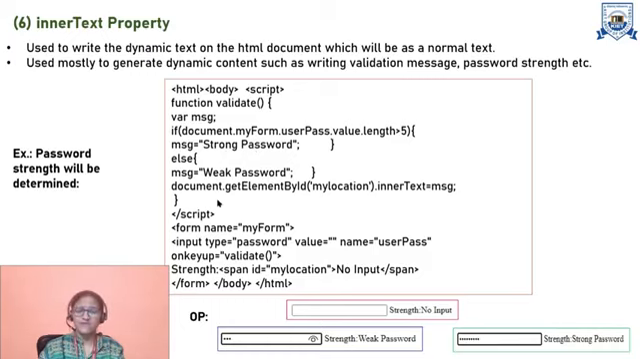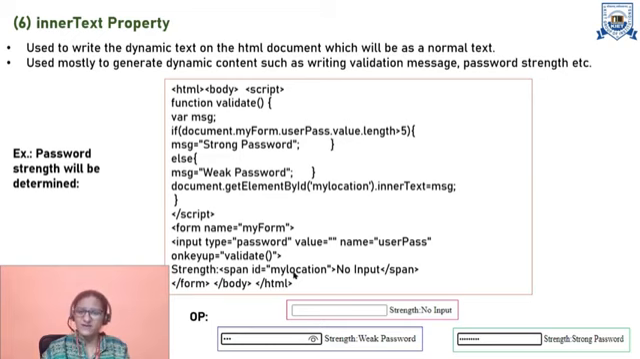Then document.getElementById is used. It is now searching in the HTML document for the element whose ID is my location. In the document, the ID my location belongs to this span, this small code where no input is written. So getElementById my location will move over there.